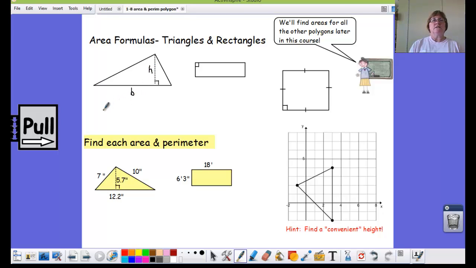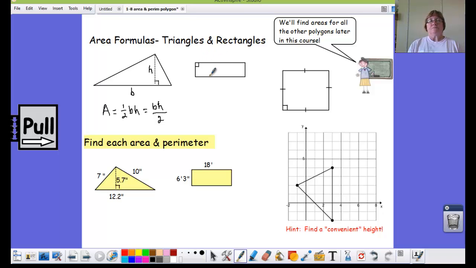And for a triangle, the formula for area, I bet you remember it. It's 1/2 times the base times the height. Another way of writing that is this: base times height divided by 2. I happen to like that one better. I think it's easier to understand. So when I'm finding the area for a triangle, I'm going to multiply base times height and divide by 2.